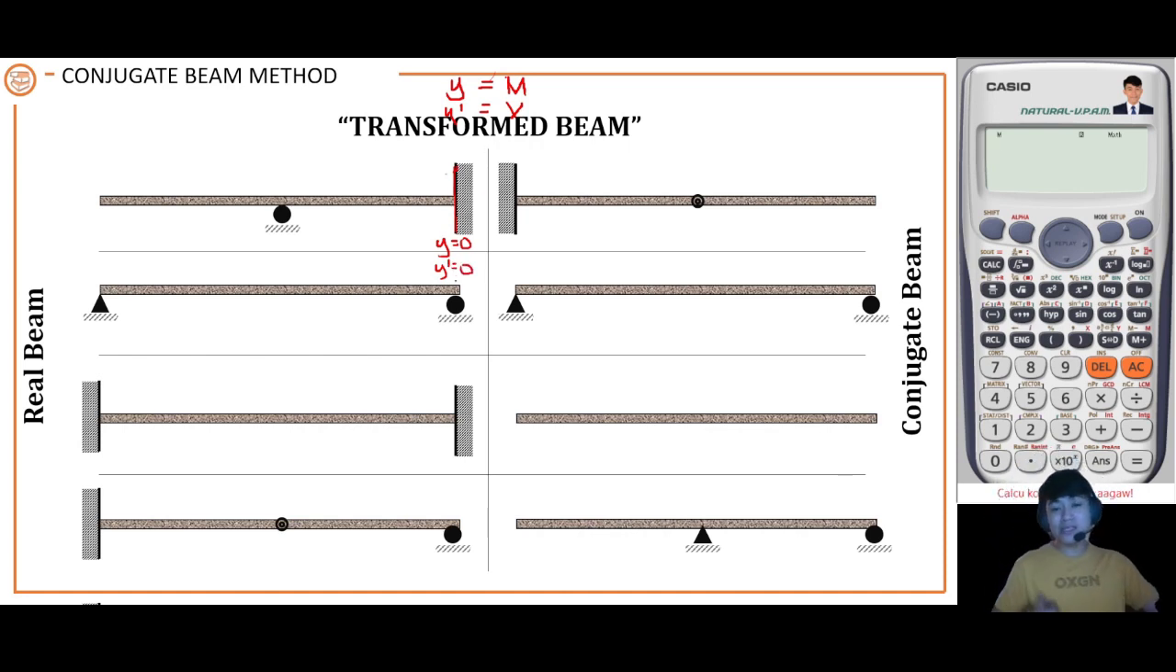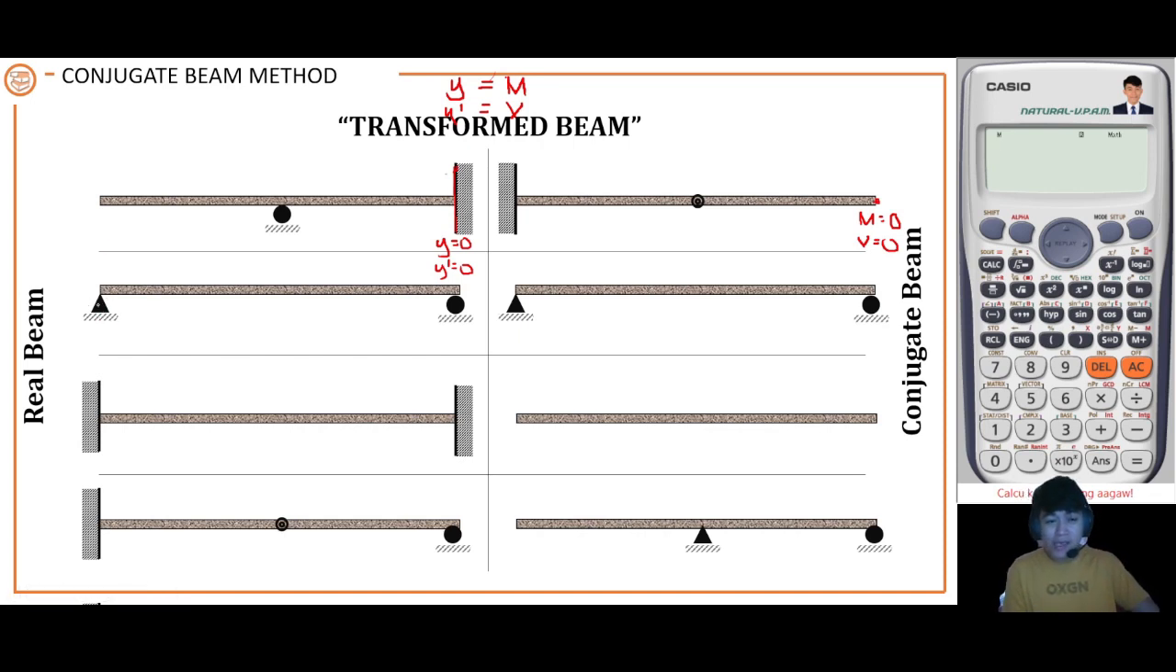So that means for this point of your conjugate beam, the moment at that point is equal to 0. Obviously, that is a free end. And then the shear at that point is equal to 0, because that is also a free end. Okay? So, let's take a look at this.